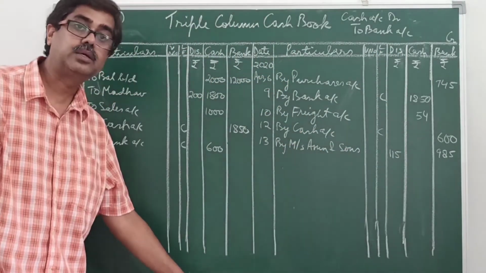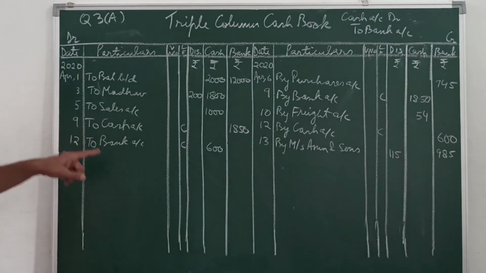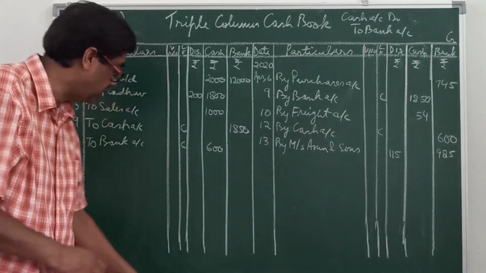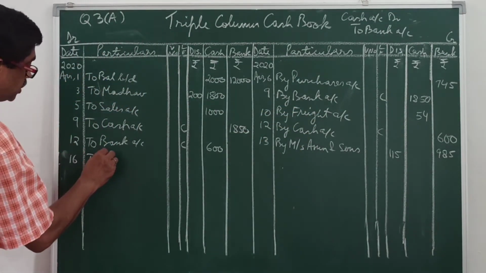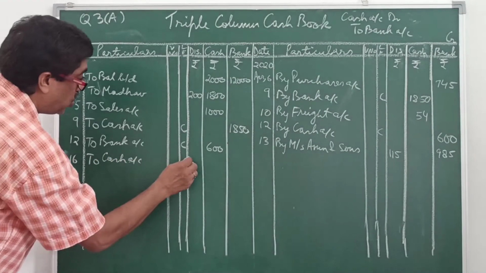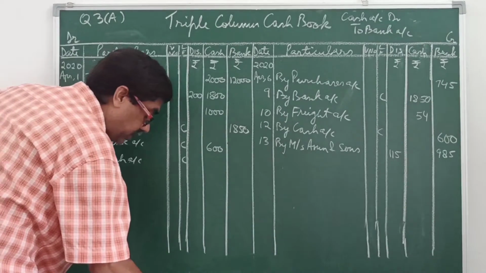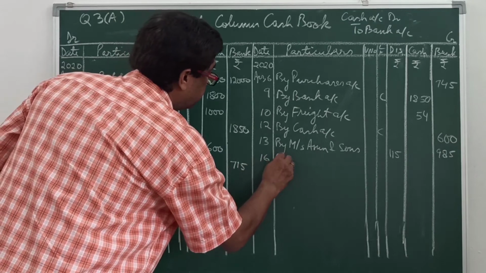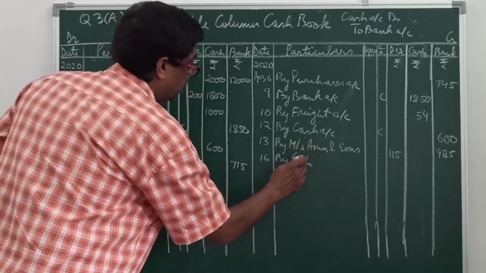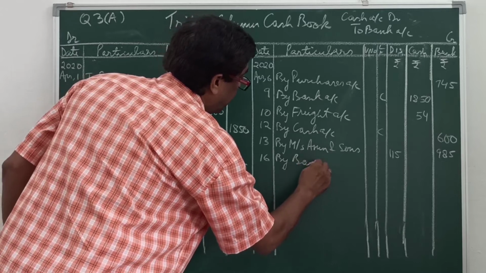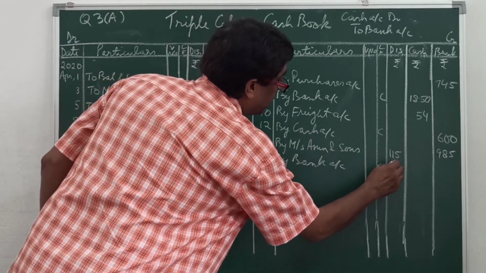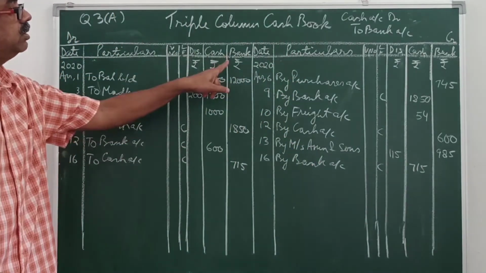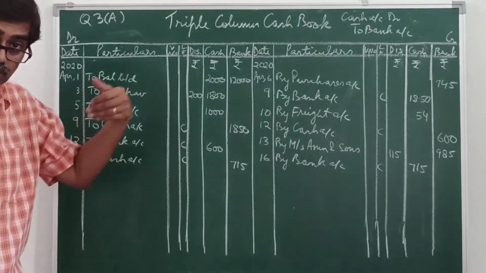Then we have paid into bank. It's a contra entry, just as we did on 9. So you can see that paid into bank means debit the receiver, credit what goes out. 16th, to cash account contra in the ledger folio column, and the amount is 715 in the bank column. Same date on the other side, by bank account contra 715 in the cash column, because cash is going out. Debit the receiver, bank column, credit what goes out when you deposit money.